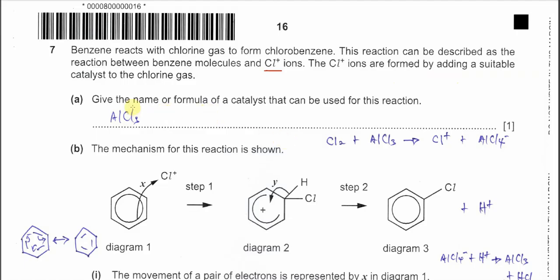So it's aluminum chloride. Chlorine with this aluminum chloride: the aluminum chloride takes the chloride from the chlorine and will form AlCl4 negative, and it will form this chlorine cation.